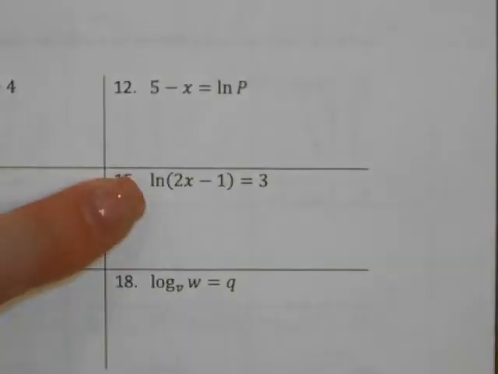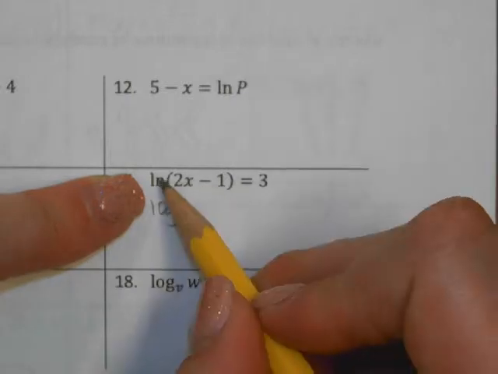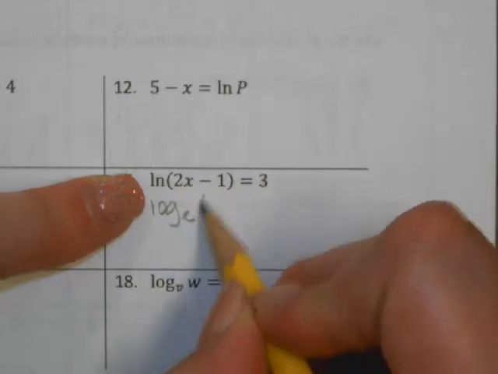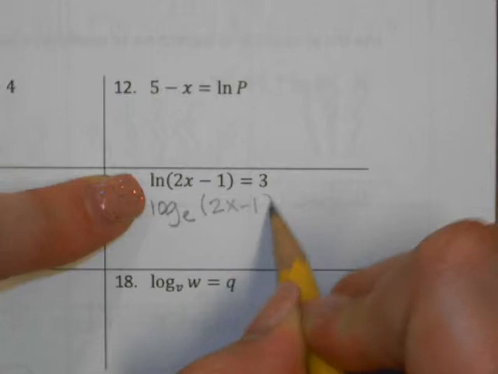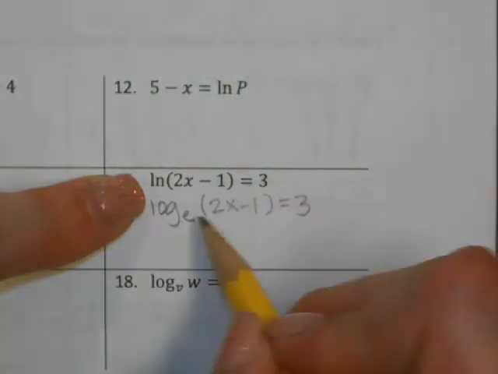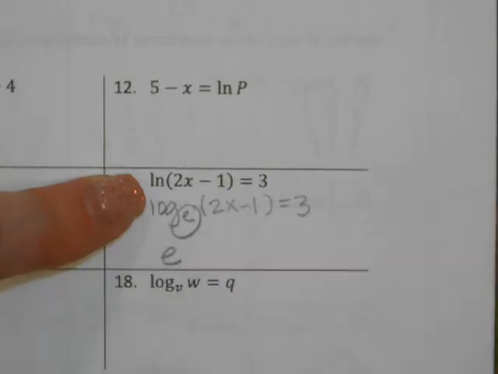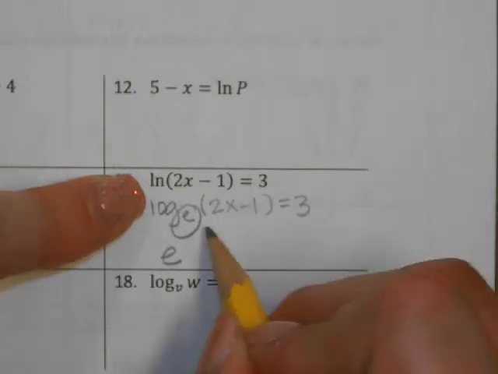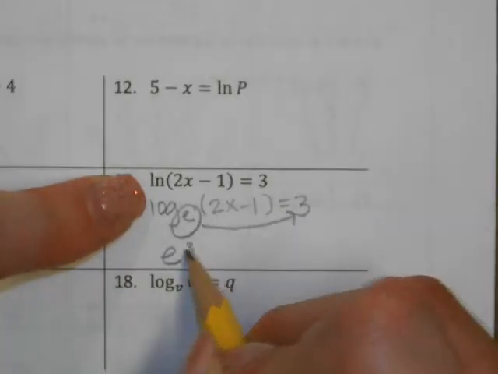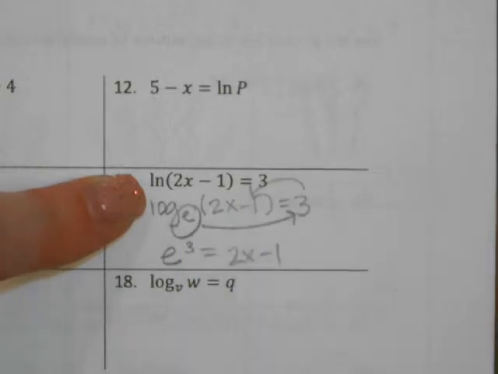So sometimes what can be helpful if you have an ln problem is to rewrite it as a log with a base. So I would say instead of ln, I could call this log base e. It is not necessary to do that, but sometimes it's nice so that you know what your base is and you can start with that. So the base of our exponent is going to be e. What should the exponent be? 3. So e to the 3rd equals 2x minus 1. All right.